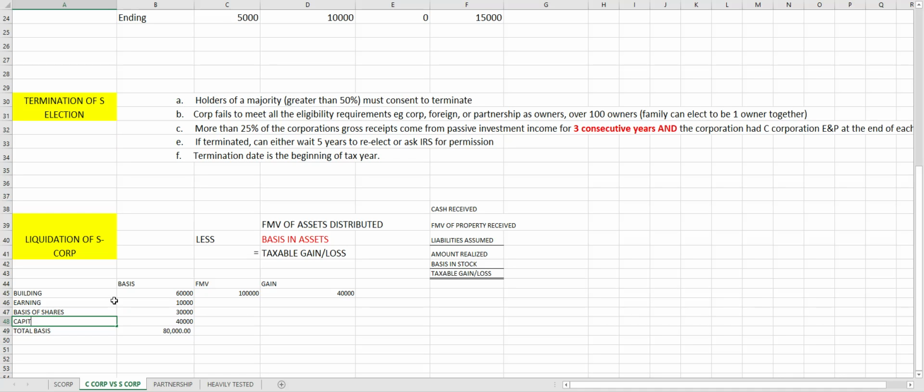This is capital gain on the building. So this is how it works. I just wanted to quickly go over that. I could see that there was a need for this, and this only took 10 minutes.